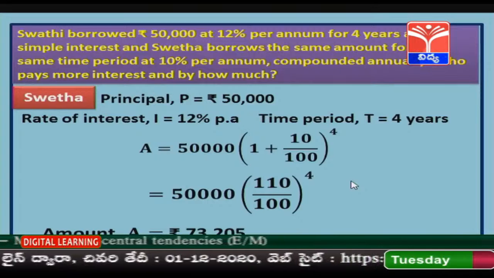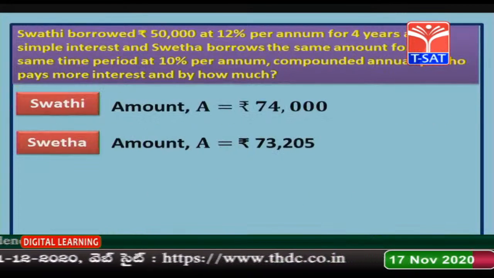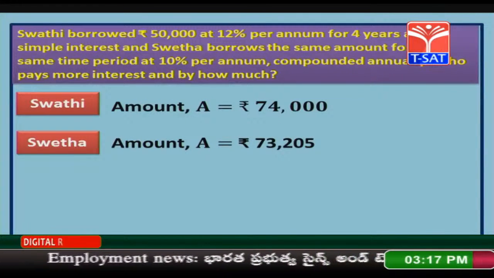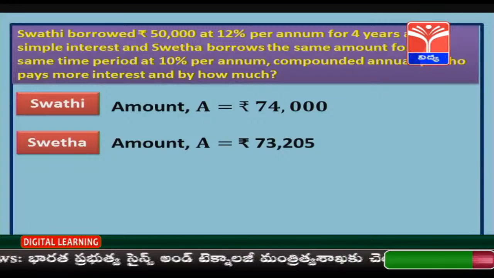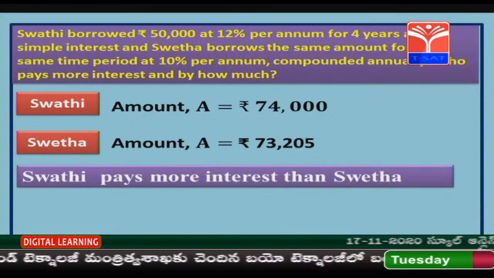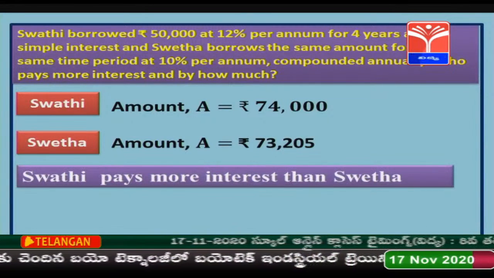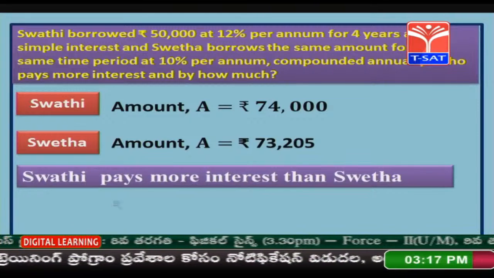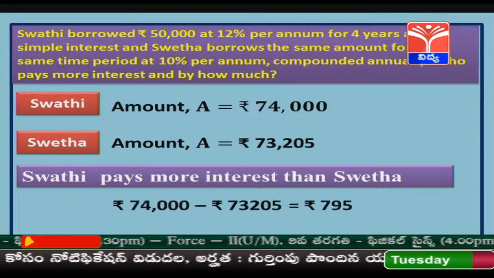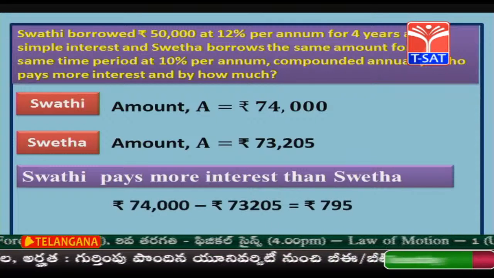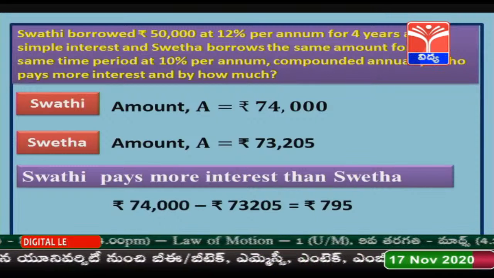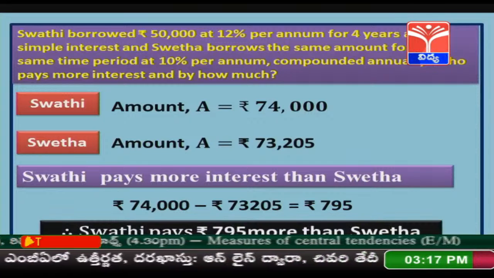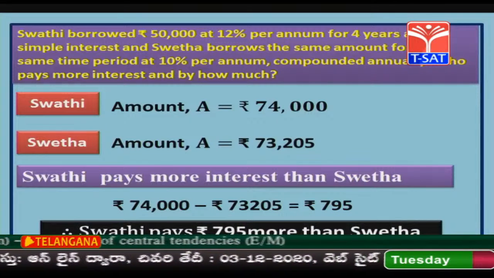Now, let us compare their values. We have seen Swati has to pay 74,000, whereas Sweta has to pay 73,205 rupees. So, from this, what do you conclude, children? Yes, Swati pays more interest than Sweta. But how much? Let us subtract those amounts. So, 74,000 minus 73,205 rupees will give you 795 rupees. That means Swati has paid 795 rupees more than Sweta.